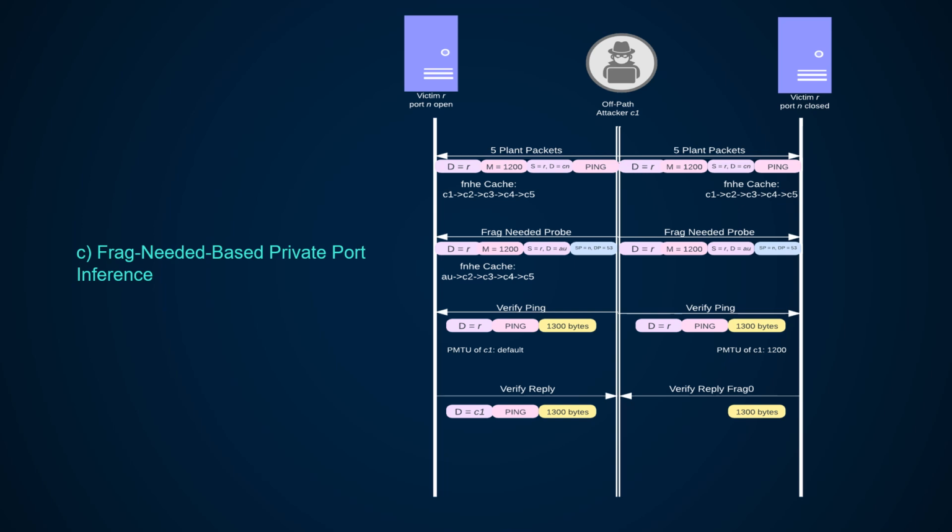Frag needed based private port inference. In DNS software such as Bind, the generation of private-facing ephemeral ports is a common practice. This feature presents a challenge to previously established methods, rendering them ineffective. To adapt to this scenario, an adjustment is required. The inner destination IP address must be set to match the IP of the name server. This ensures that alterations in the cache state remain contained within the confines of the name server, making them inaccessible to potential attackers.